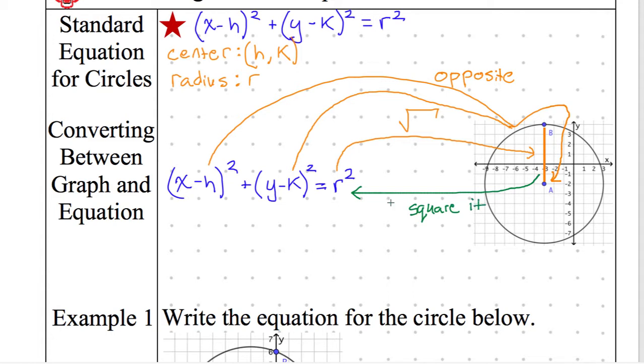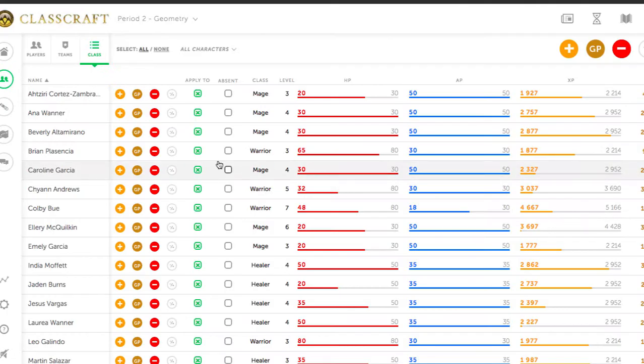Square it. Or if you want to do something like x to the power of 2 and you know that means square it, that's great. But I'm going to write out the words square it. So square the radius to get back to the radius.